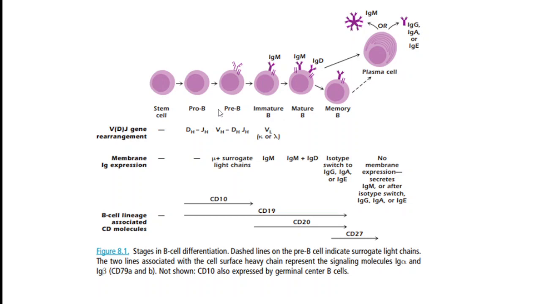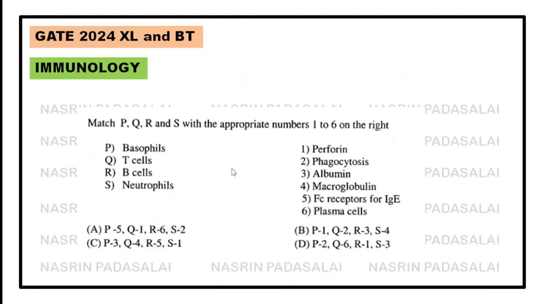Okay, if you take your pre-B cell, they have surrogate light chain. So they have mu chain and surrogate light chain. Next, again a match the following type of question. Basophil, they hold a receptor for IgE. So they have an Fc receptor for IgE. Both your basophil and mast cell have the Fc receptor for IgE.